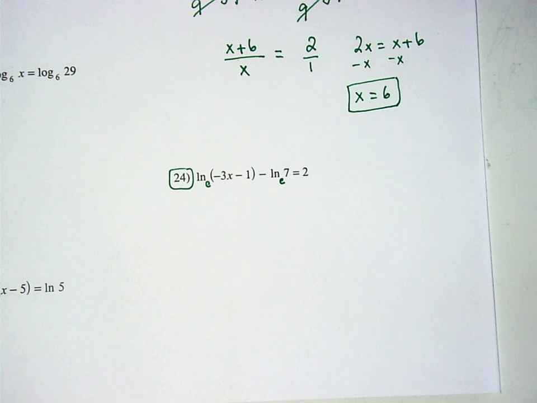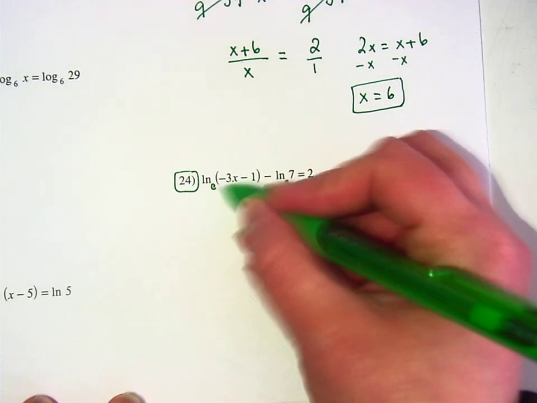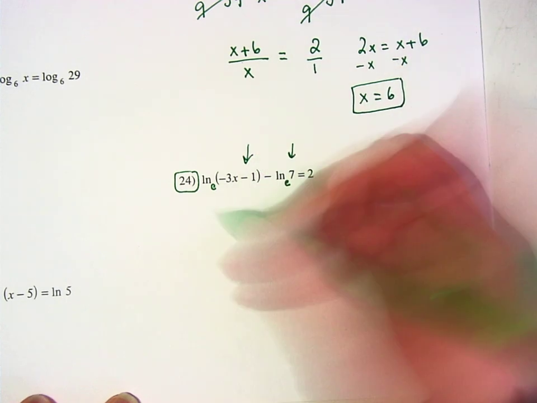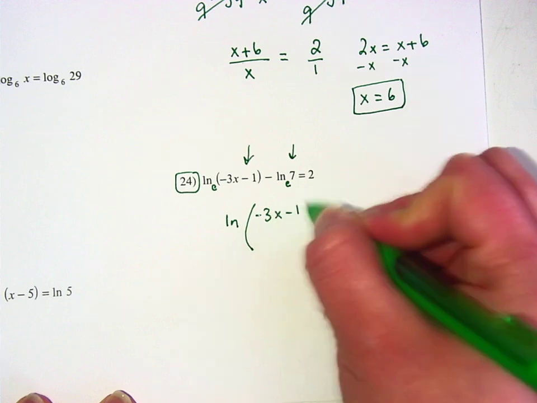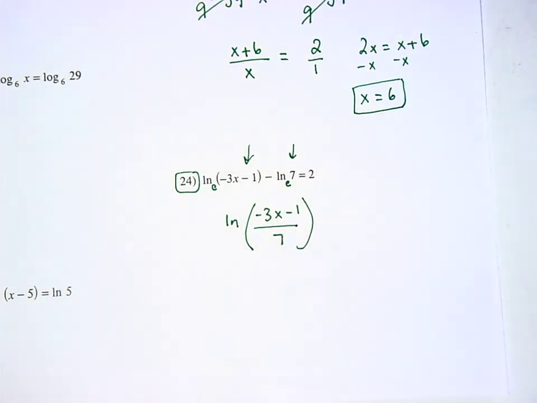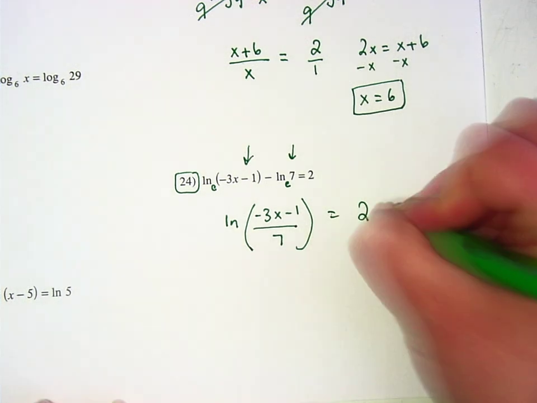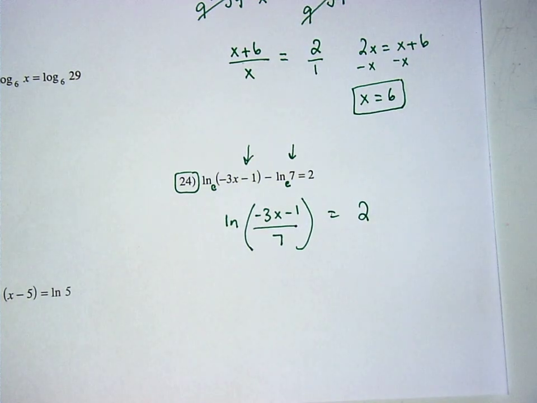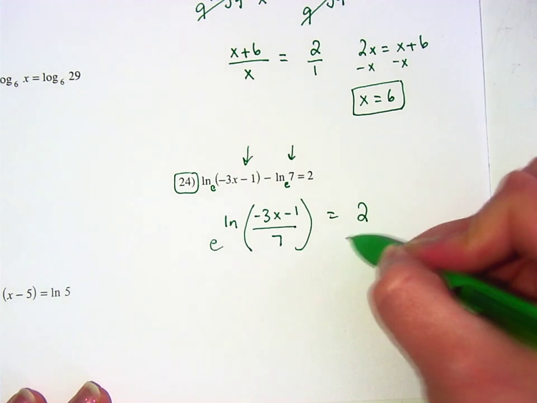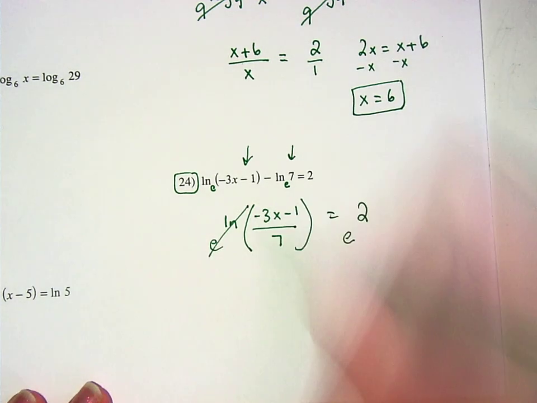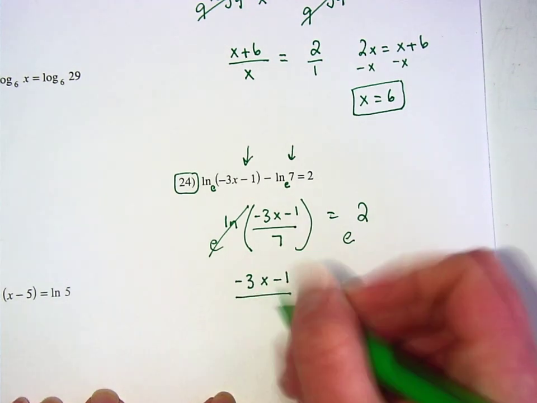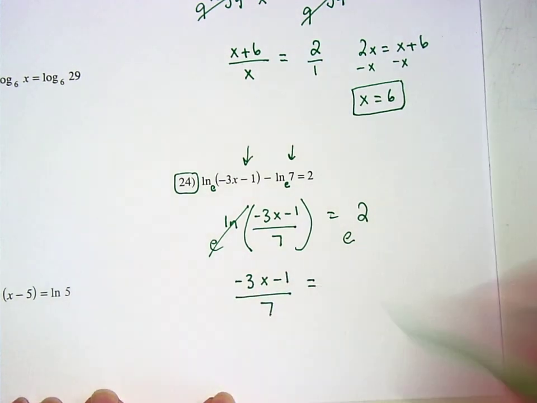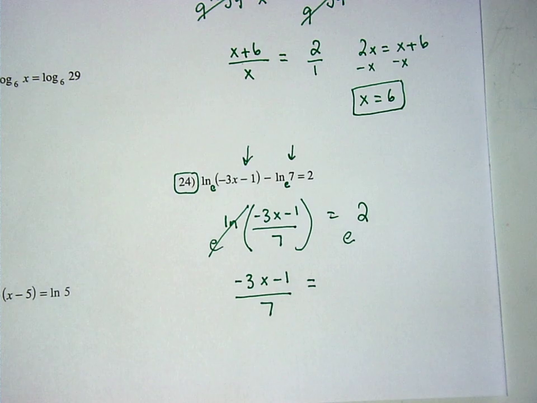Negative 7 e squared minus 1 divided by, no? Okay, so the first thing you should have done is combined this one and this one. So that'd be the natural log of negative 3x minus 1 over 7 using those log rules that we have. And that equals 2. Did you guys mess up from the beginning? Okay, and then did you put a base e down for both? So you end up with negative 3x minus 1 over 7 equals, and then on that side it has to be e squared.